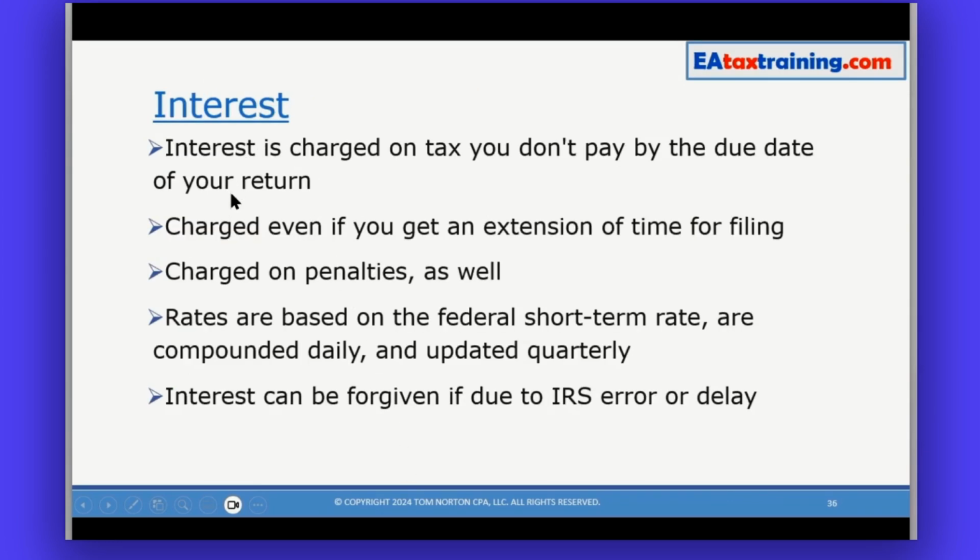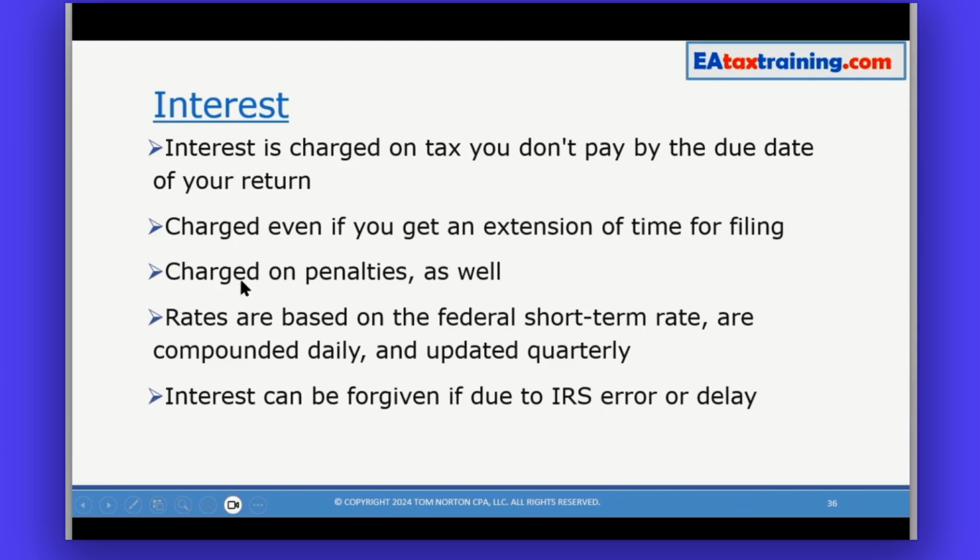Interest. Remember, you're going to have interest and penalties. Interest is charged on the tax you don't pay by the due date of your return. It's charged even if you get an extension of time for filing. It is charged on the penalties as well.